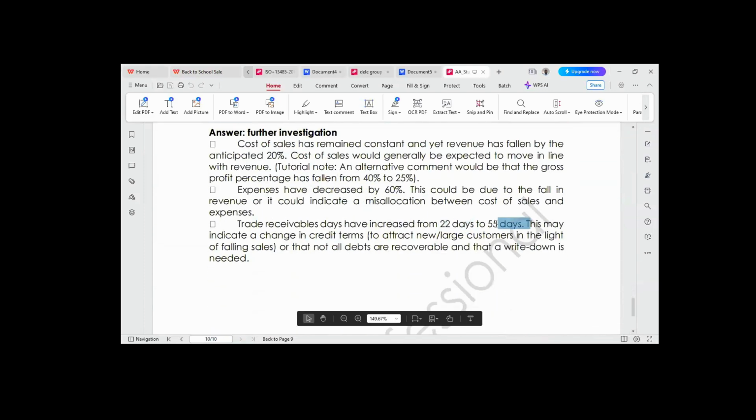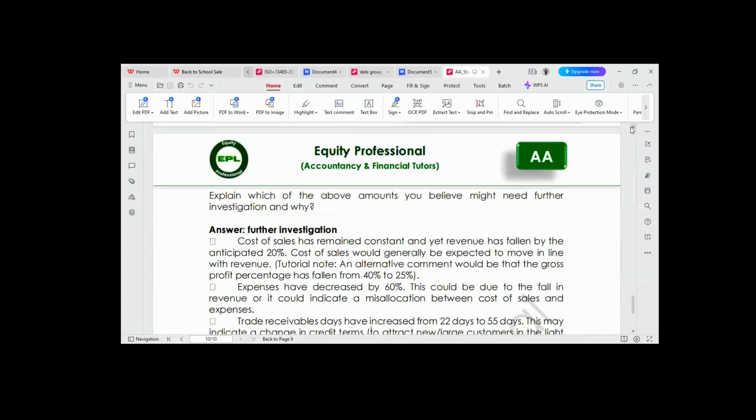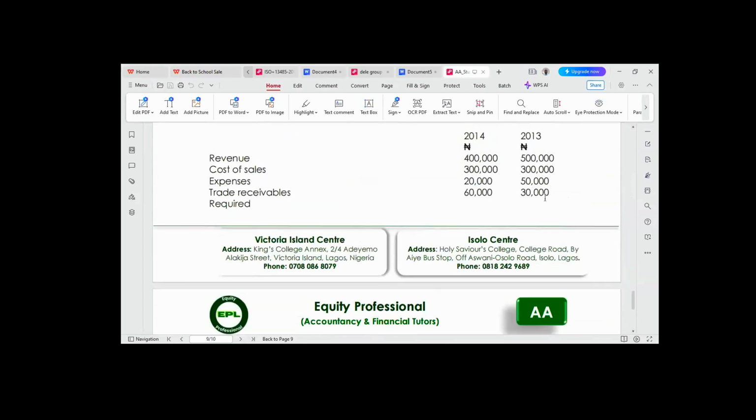That's how you have it here. It will be in days. Okay. This may indicate a change in credit terms. What that means is that for the trade receivables, if you look at what you had in 2013, the trade receivables was what? Was 30. But in 2014, it has doubled. What that implies is that there has been an increase in your credit policy.